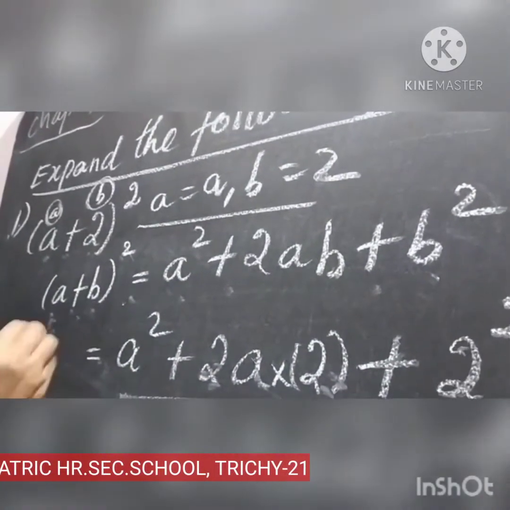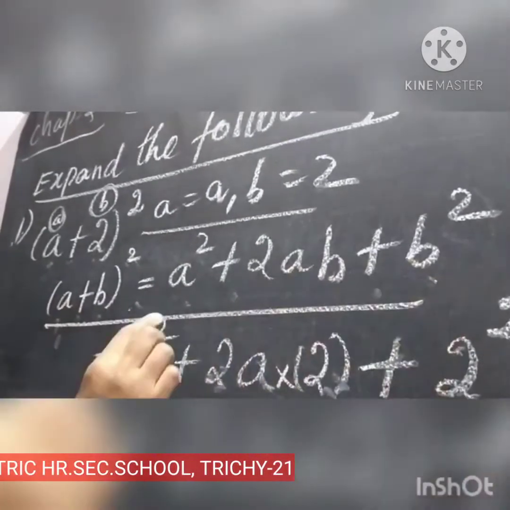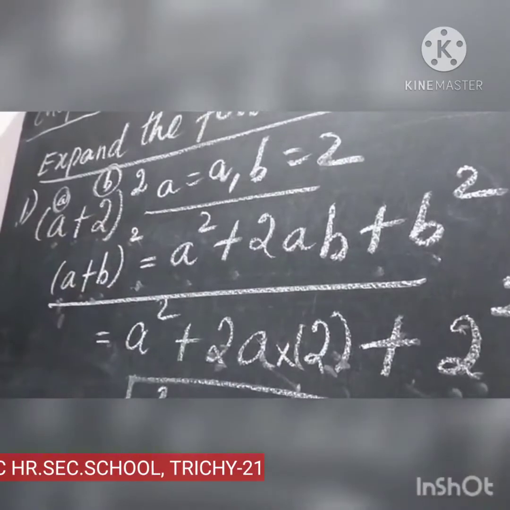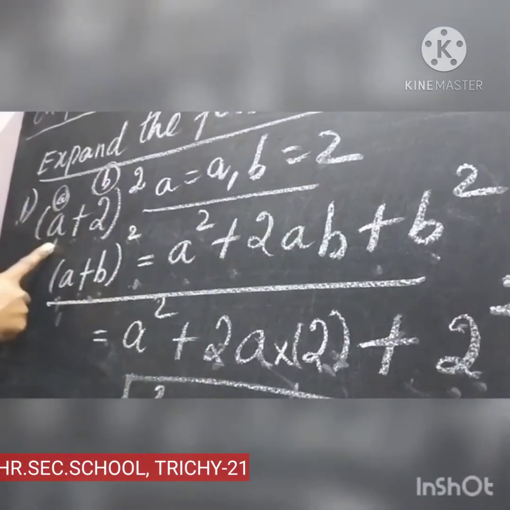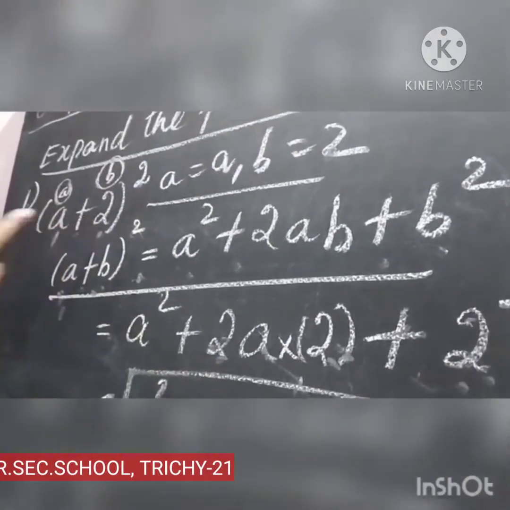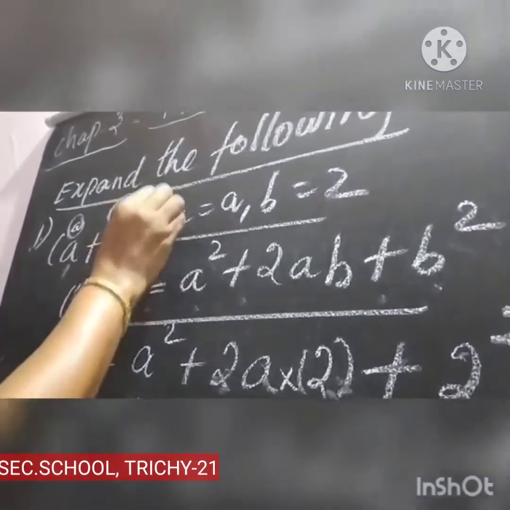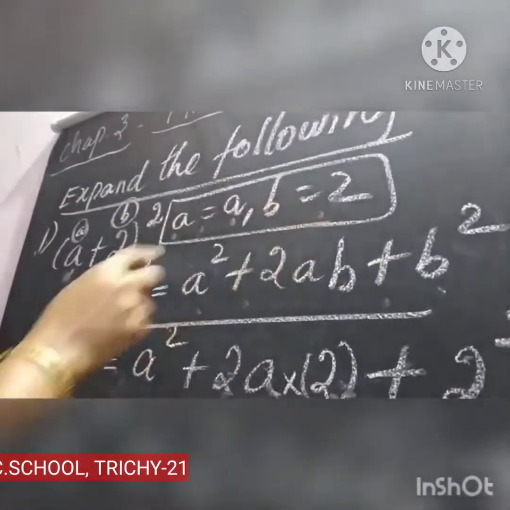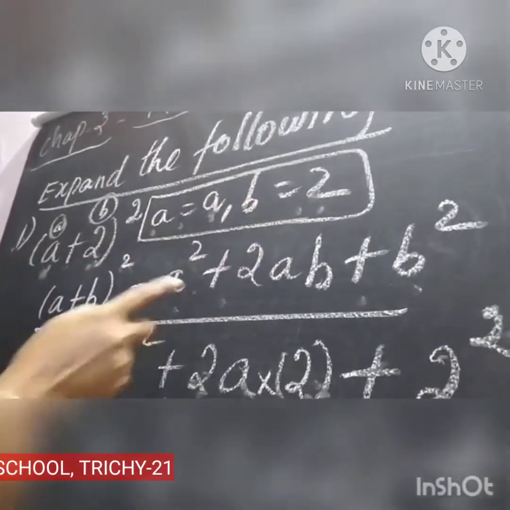First you have to find out which identity you can use, and write that one first. So it is the (a + b) the whole squared identity only. Here, instead of a, it is a only, and instead of b the number 2 is given. So you have to write that first: a equals a only, b equals 2. Then you can apply the values in this formula.